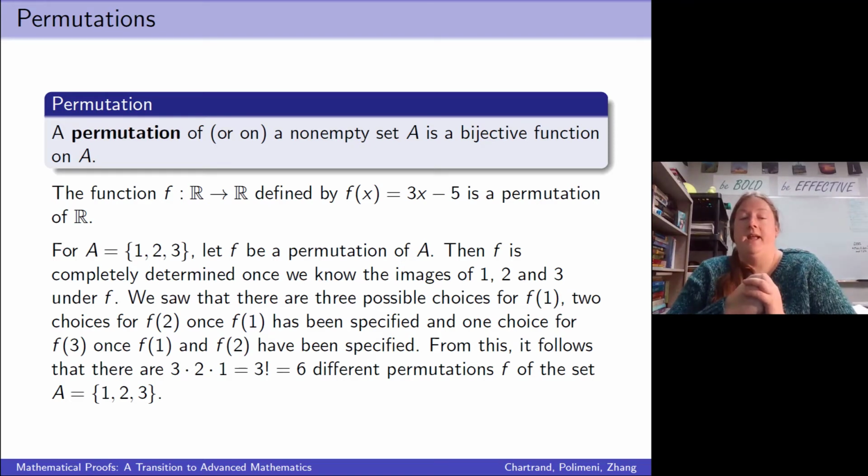So say I have the set A, consisting of the numbers 1, 2, and 3. A permutation of A is going to be a bijective function from A to A. If you think about it, the element 1 in my set A can map to any of the 3 elements in A. Then the element 2, since it's a bijective function, can map to any of the 2 remaining elements in A that 1 did not map to. And the element 3 then must map to the 3rd and final element. So there are actually 3 factorial, or 6 different permutations on my set A.